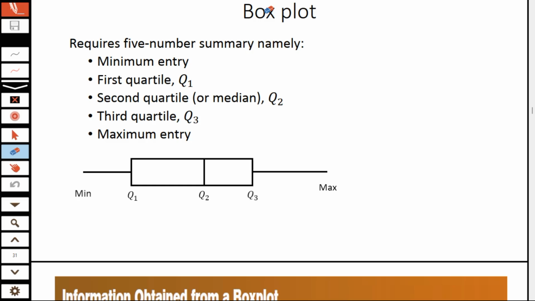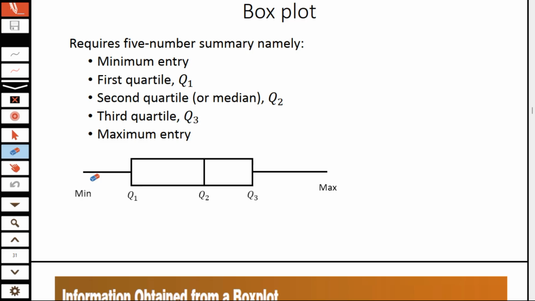With this box plot we can use the range. For the range we have the minimum and the maximum values, and then the quartiles, to describe the box plot. So the box plot in summary requires five numbers: the minimum entry, the first quartile, the second quartile or the median, the third quartile, and the maximum entry.